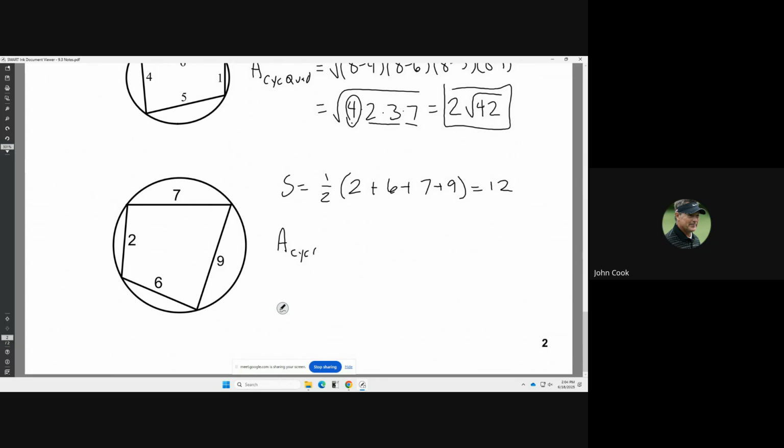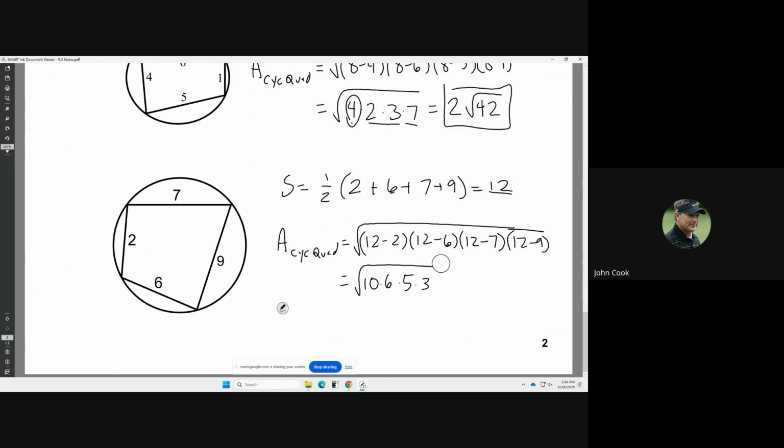Okay, so then we plug it in the formula. Area of the cyclic quadrilateral is equal to the square root. And then we take the semi-perimeter and subtract away each of the sides and multiply them together. So 12 minus 2, 12 minus 6, 12 minus 7, 12 minus 9. All right, and then simplifying all that stuff. So 12 minus 2 is 10. 12 minus 6 is 6. 12 minus 7 is 5. 12 minus 9 is 3.